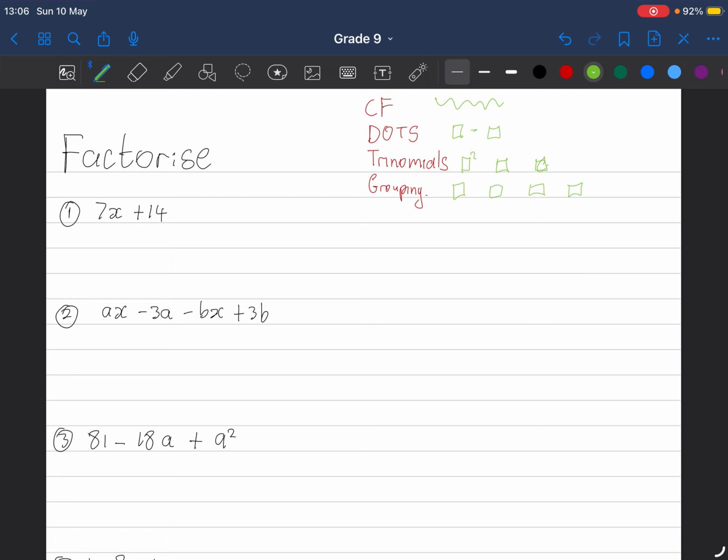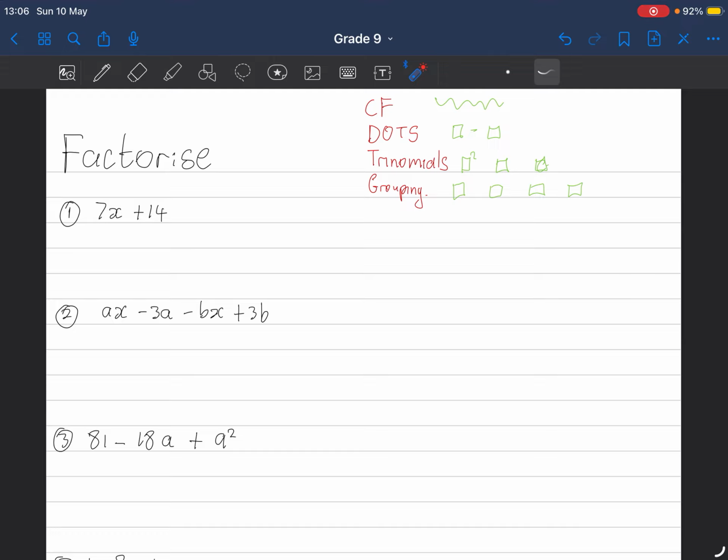Now, that's just a recap, so that when we're factorizing, you realize that we aren't told how to factorize, we're just told to factorize. So we need to know the four methods and their characteristics before we attempt this. So let's begin with the first one.